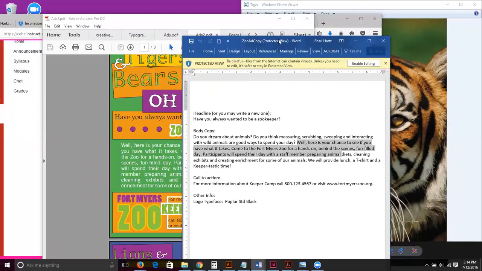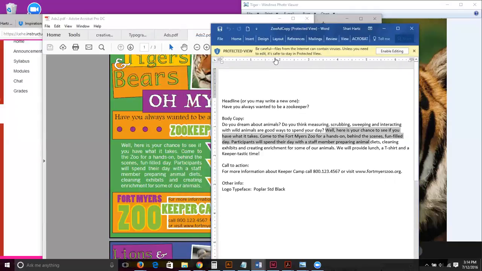I think they got a little creative with their things. Participants cleaning enrichment for some of our animals. Okay, so it looks like they ended right here. So this right here is that paragraph right there.